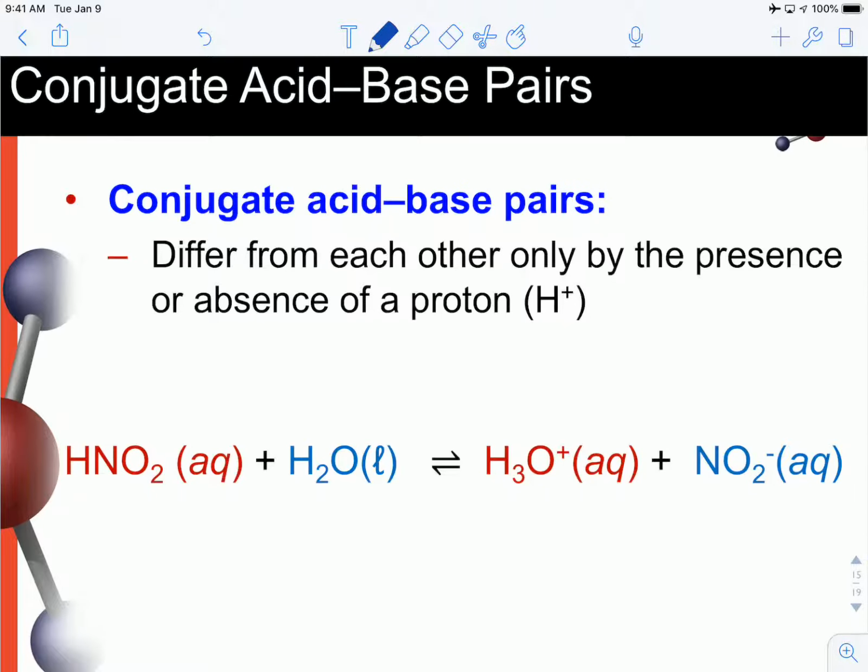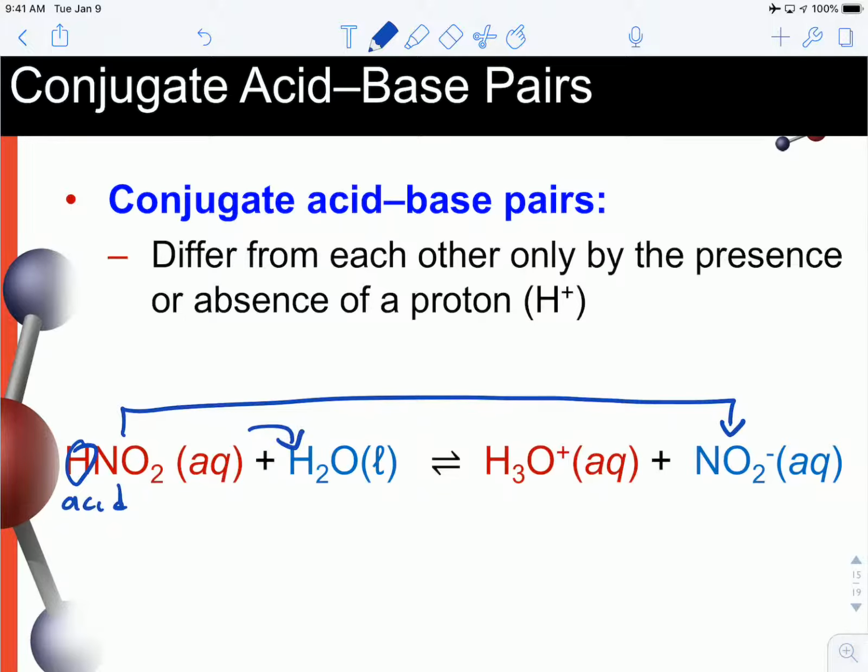Now I want to talk a little bit about conjugate acid-base pairs. So this is somewhat obvious in the sense that when an acid reacts, it donates that hydrogen ion, right? And then what's left over is the anion here. So this is the acid here, and the hydrogen has gone from here to, of course, the water here to form H3O positive. We call this here the conjugate base.